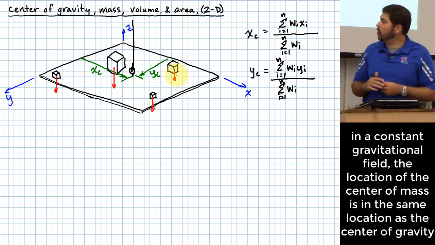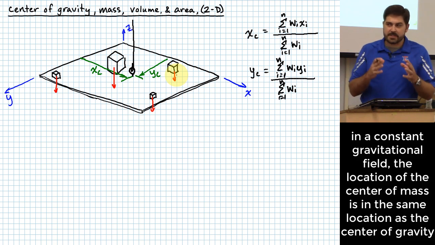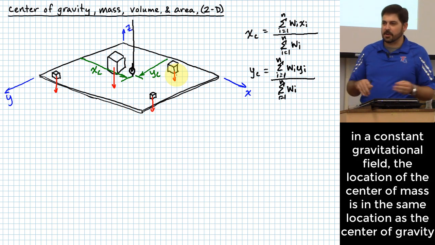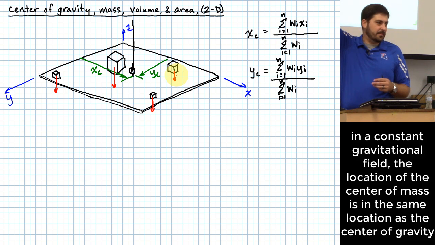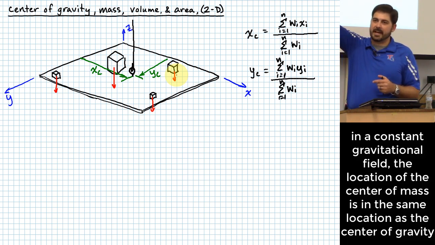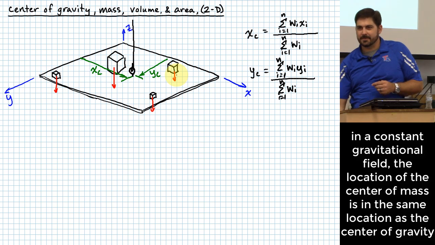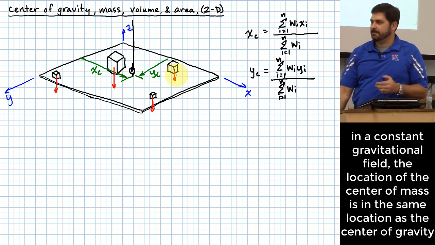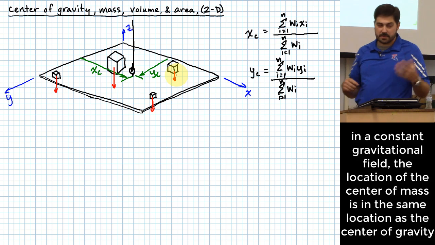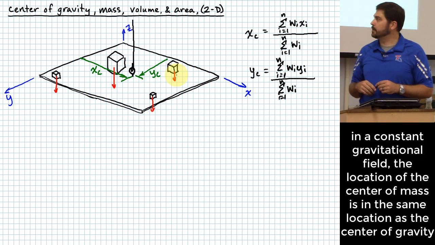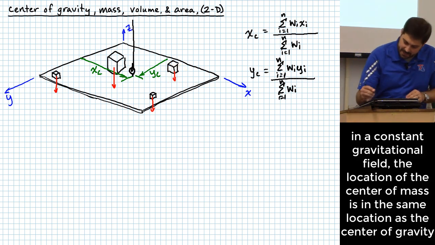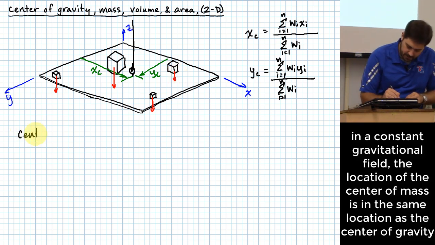I'll tell you this, as long as you are in a constant gravitational field, which we pretty much are, although you could make the argument that if I go a little bit higher, the gravitational pull on things up there is going to be a little tiny bit less than if I'm lower, we're going to neglect that. So we're just going to assume that in most of our cases, if they're in a gravitational field at all, they're in a uniform gravitational field. And if so, then the center of mass is in the same place as the center of gravity.